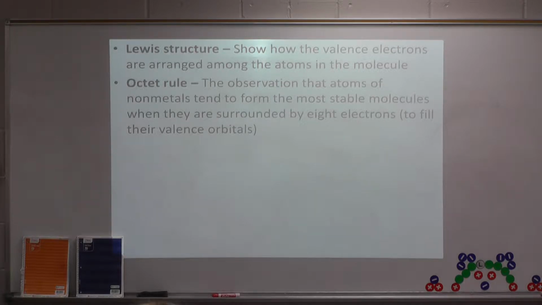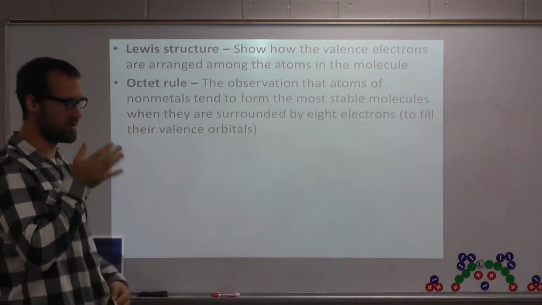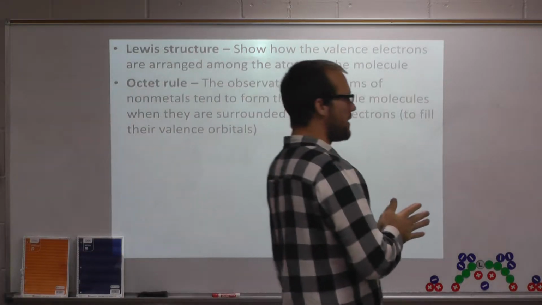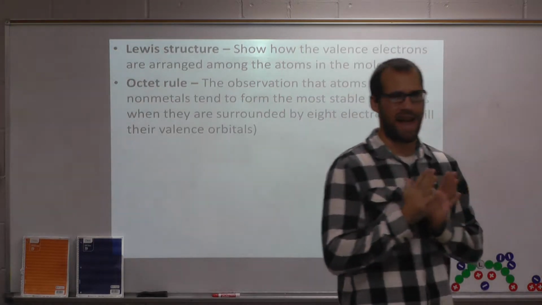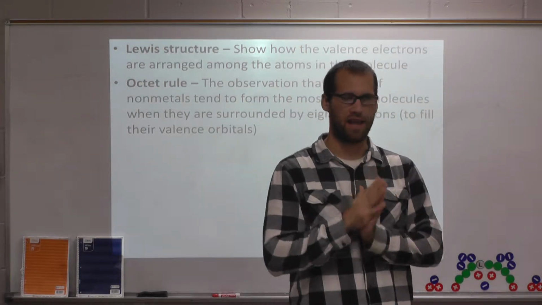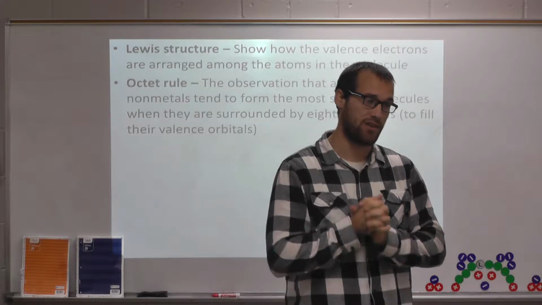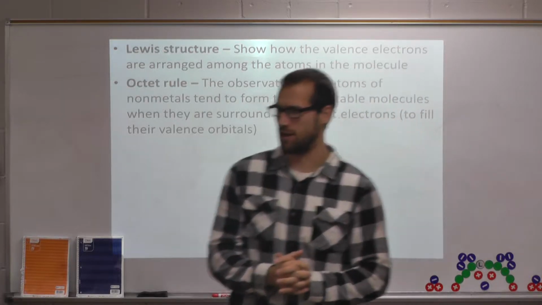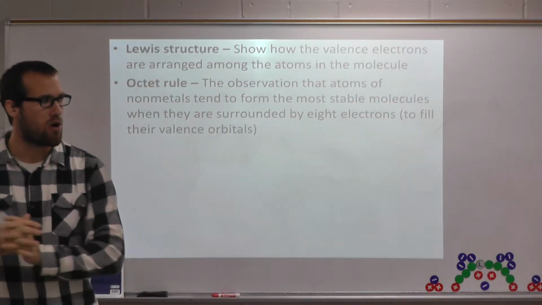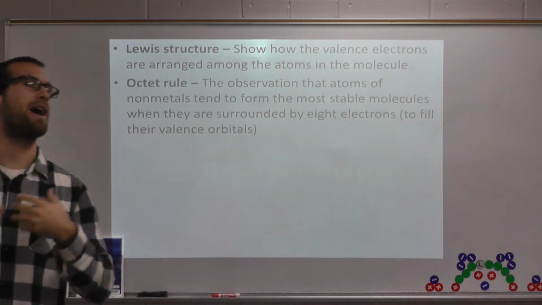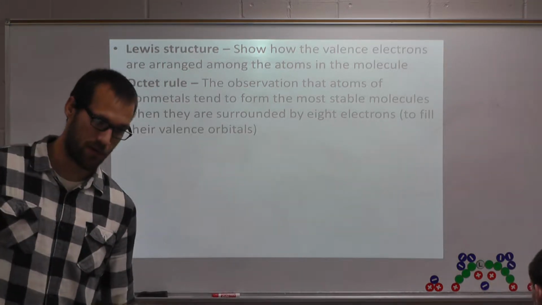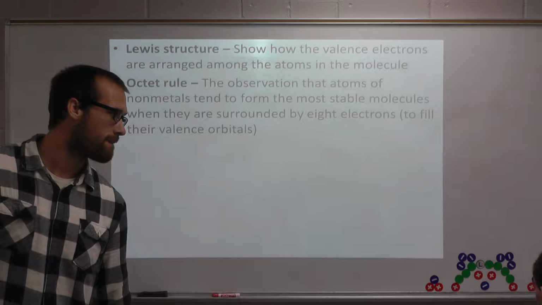Why do they want 8? Stable. Okay, what does that mean? Low energy. Okay, all right. What the octet rule is essentially saying is that when bonding, atoms tend to want to have 8 valence electrons, and the reason they want 8 is because it makes them stable, or have the lowest energy, when they have 8 valence electrons, or an octet. Okay?